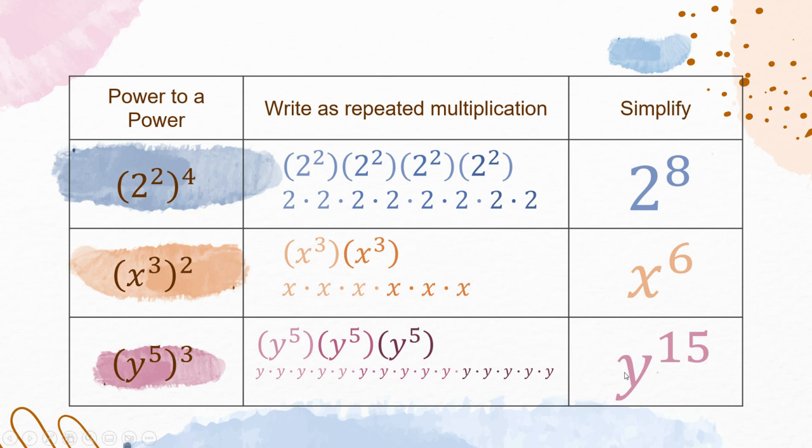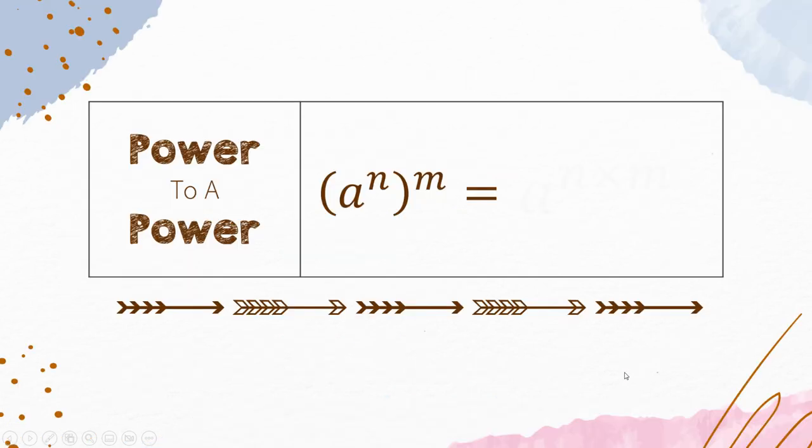Okay, so power to a power, you can multiply those exponents. That's our rule. A to the n all raised to the m power is equal to a to the n times m.